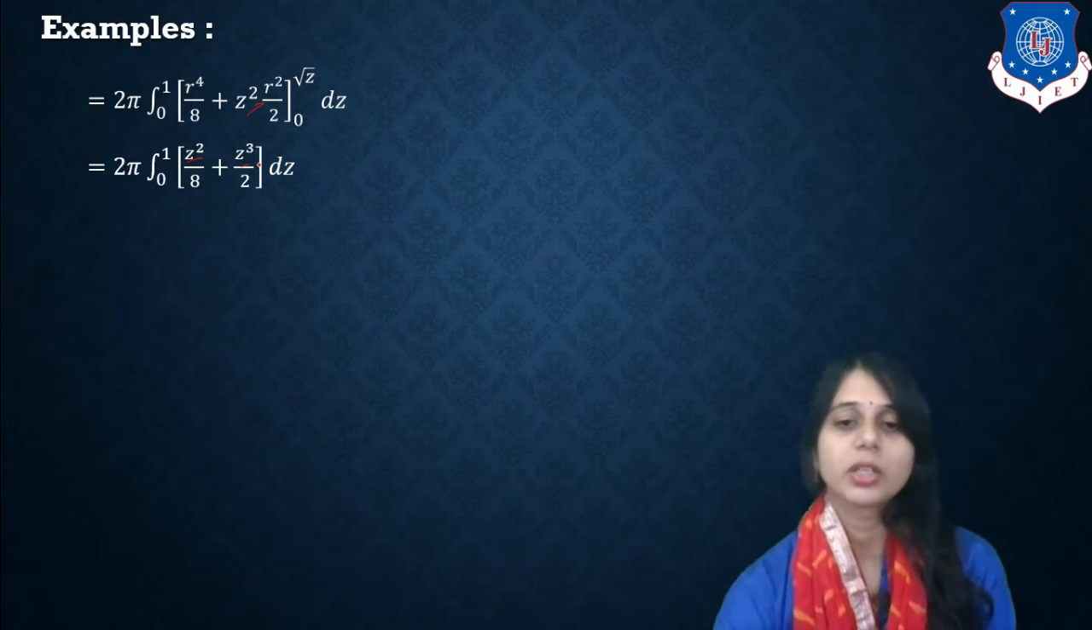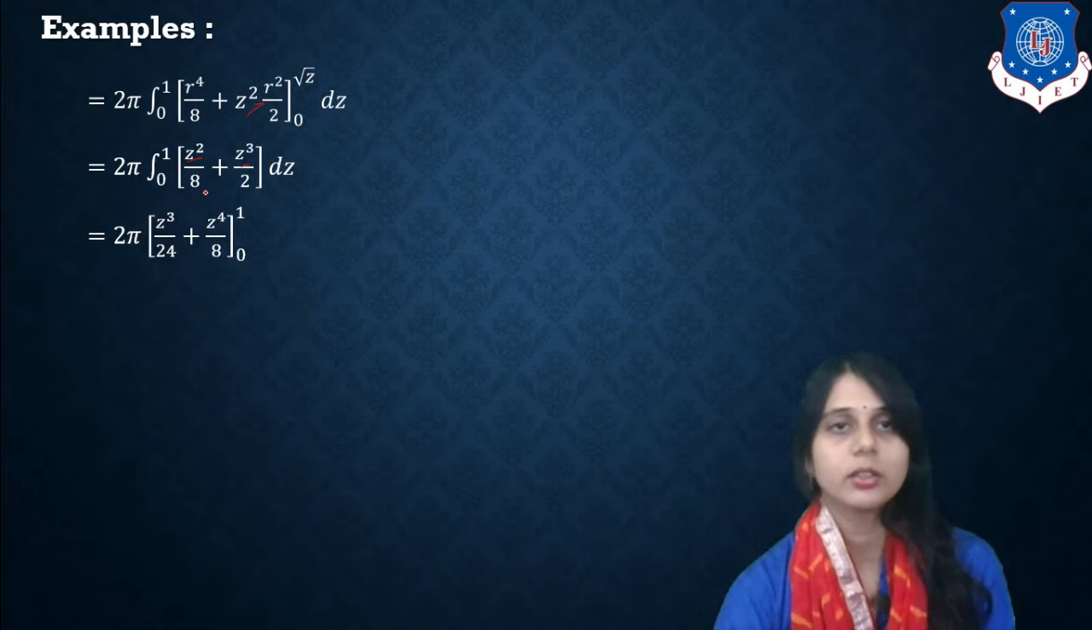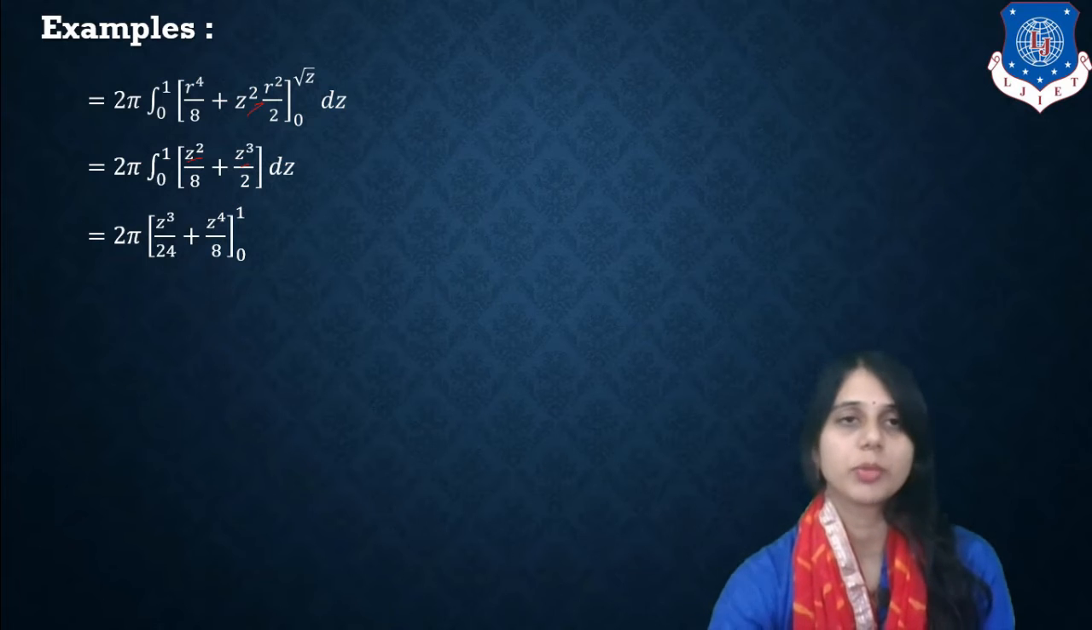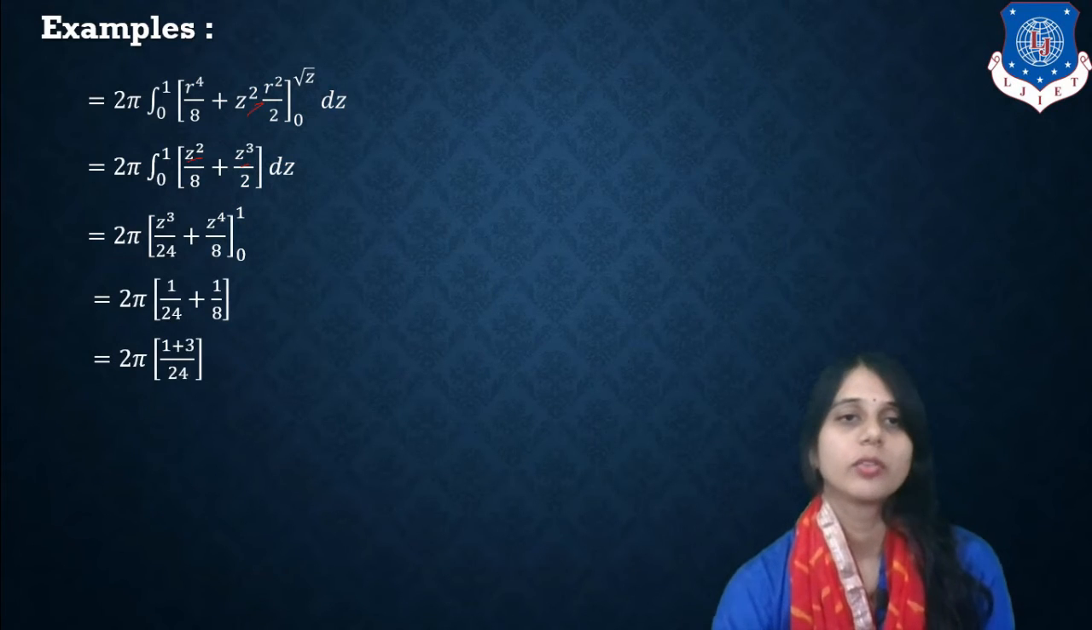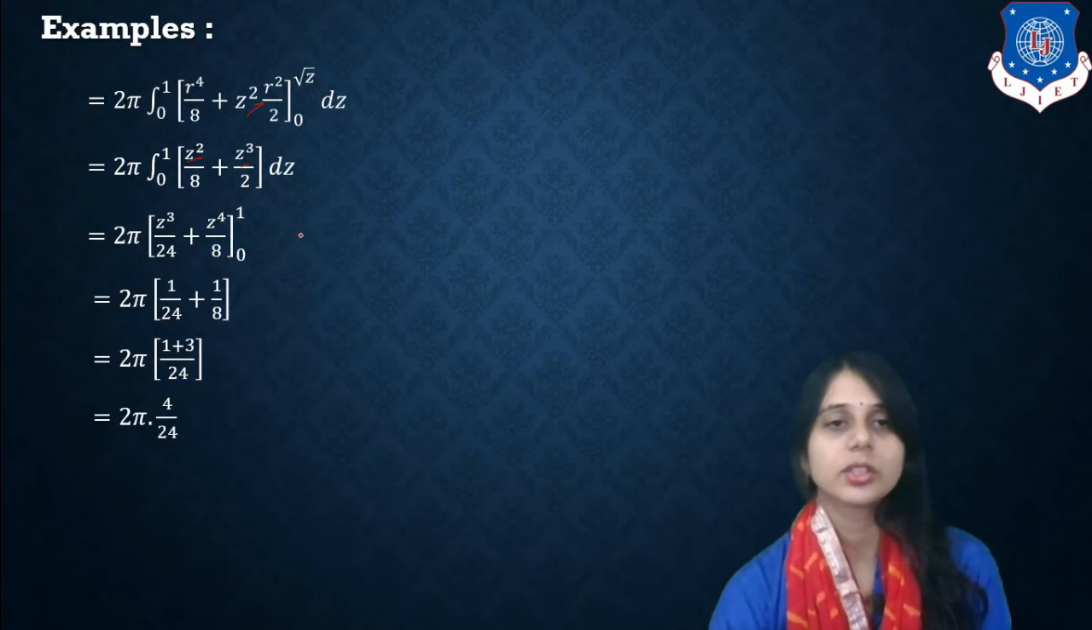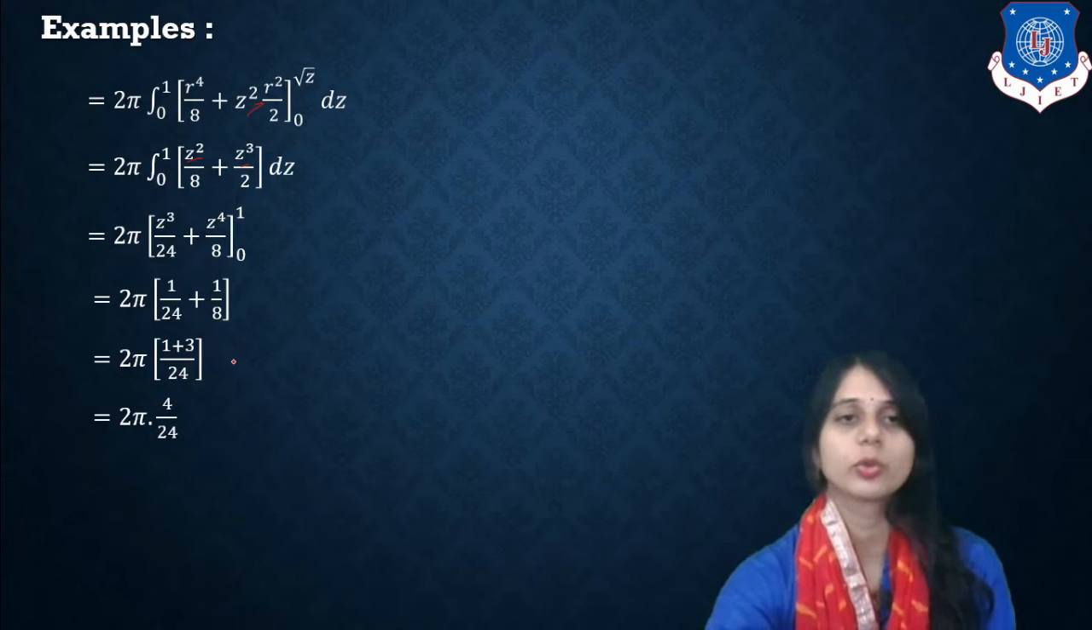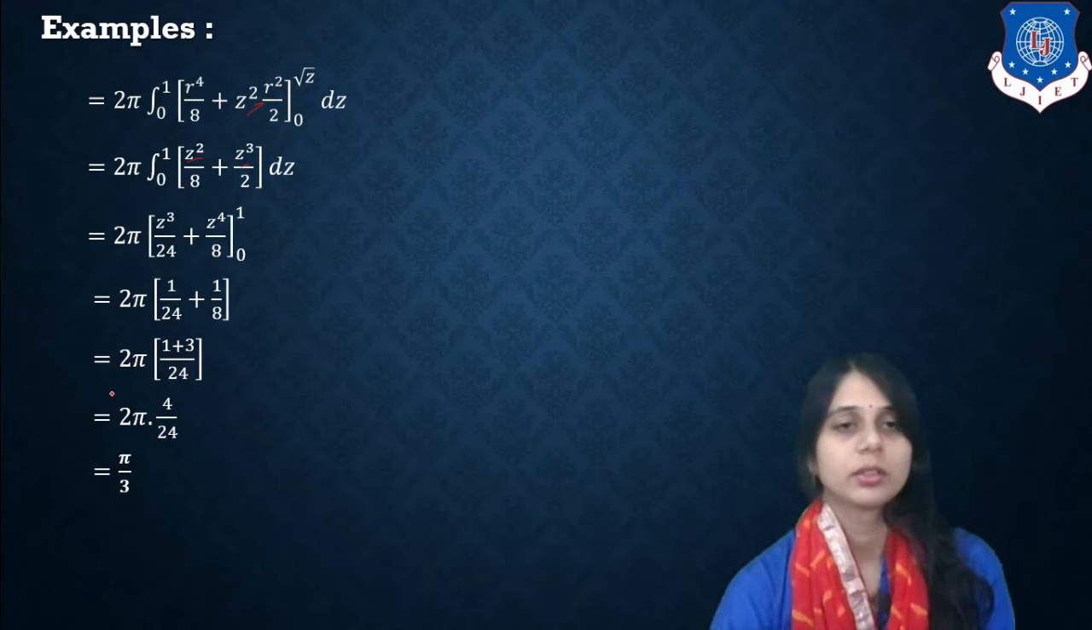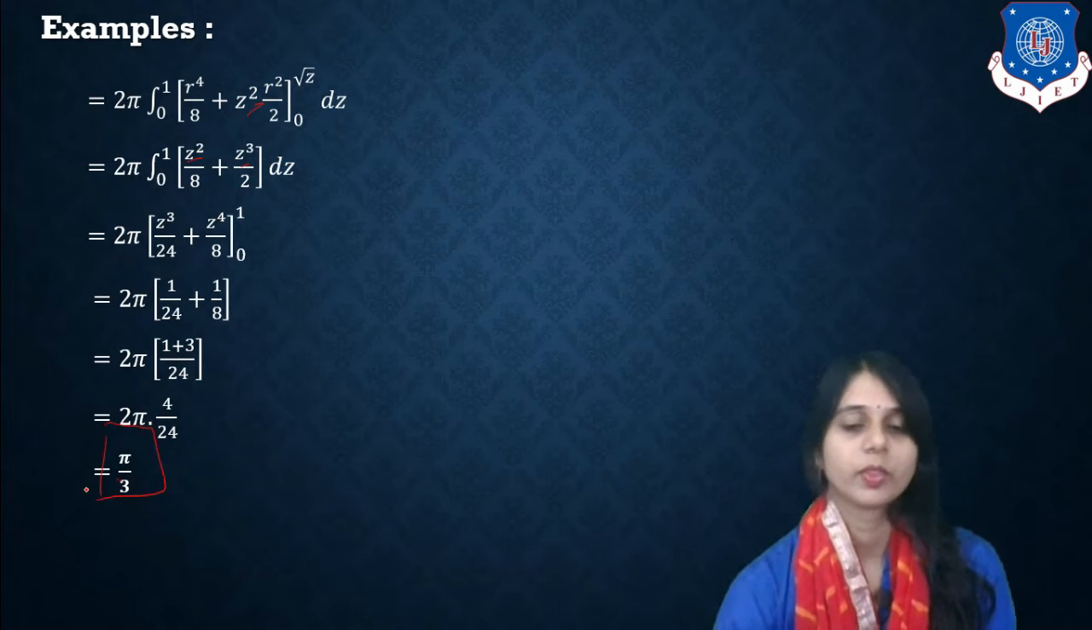Now integrate with respect to z. So we get z cube by 8, z raised to 4 by 4 and 8, 0 to 1. Put the upper limit minus lower limit. We get the answer 2 pi into 4 by 24. So it is pi by 3. Okay.